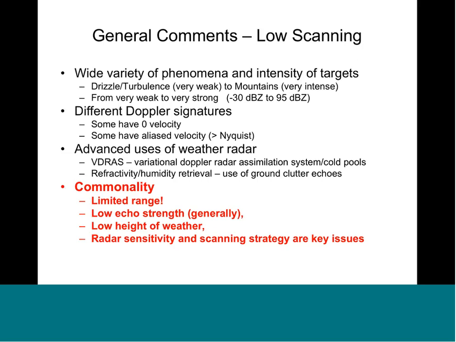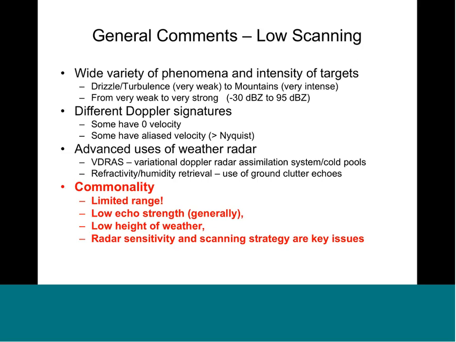Another thing that's really good for low-level scanning is ground clutter. Ground clutter is a negative, but it's also a very positive thing, in the sense that if you see ground clutter in dry conditions and compare it to ground clutter in wet conditions, and you're able to determine how the path of the radar beam changes between the wet and the dry conditions, you can actually retrieve the humidity. So there are some very advanced uses in research, but they're not very common in operations just yet. But these are some of the things that I think you will see in the next 10 years.